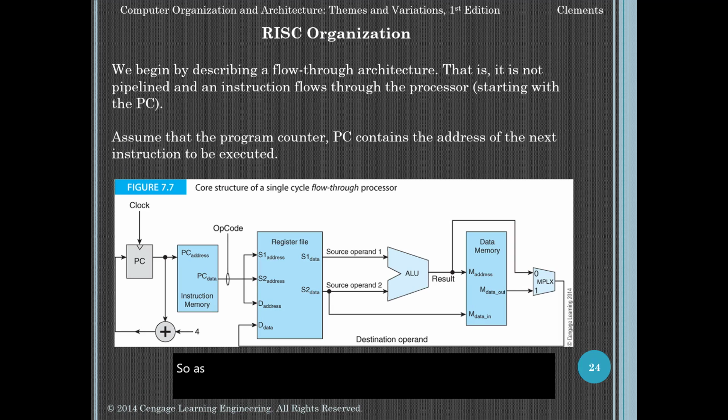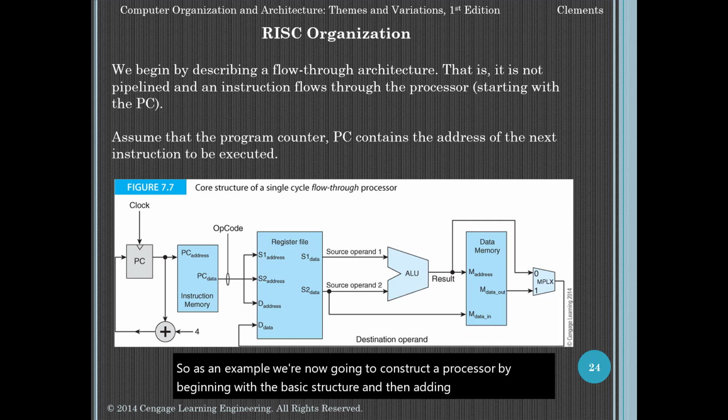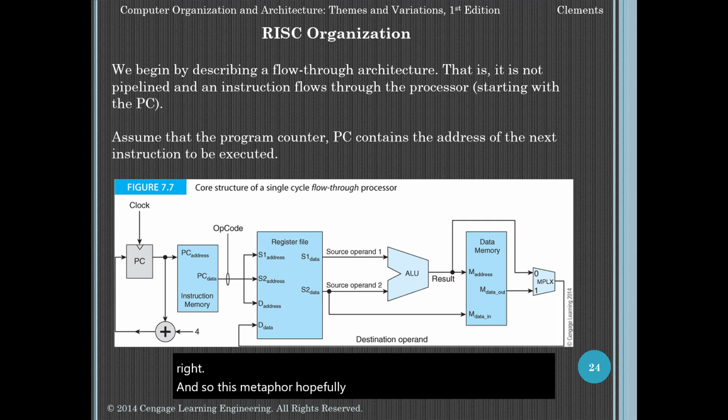So as an example, we're now going to construct a processor by beginning with the basic structure and then adding features until we have a complete processor. We're going to call this a flow-through processor because you can imagine an instruction flowing through it from the program counter on the left to the data memory on the right. And so this metaphor hopefully helps when we start to talk about pipelining.